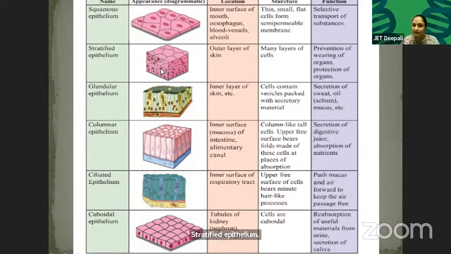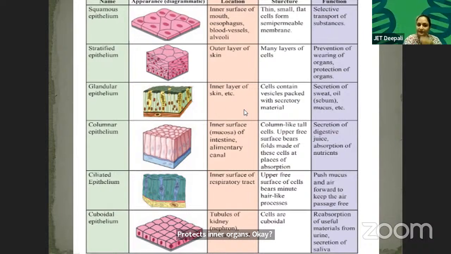Stratified epithelium. Strata means layer, more than one layer. So stratified epithelium looks like this. See, your skin cells look like this. See the moving arrow. If you have a lens, you can see this kind of strata on your skin. Location: outer layer of skin. Many layers of cells. Function: prevention of wearing and tearing of organs, meaning it protects inner organs from cuts.